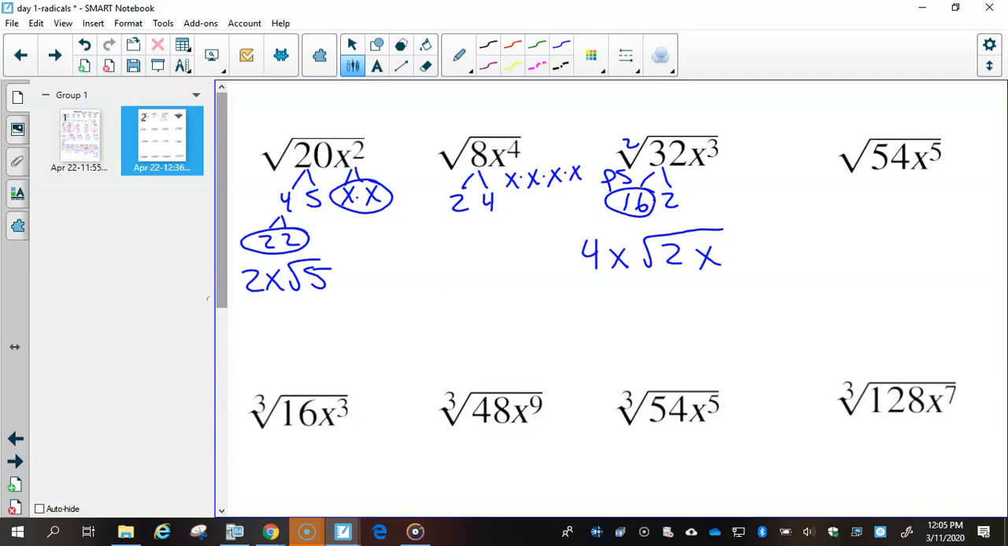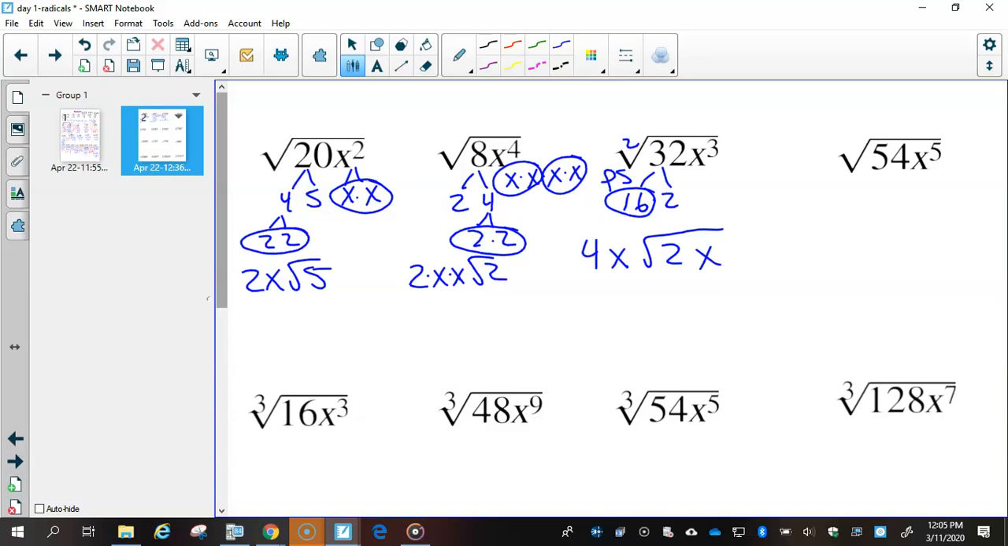So with this one, our factors are 2 and 4. We can separate x to the 4. You need to break down 4 again to 2 and 2. Here you end up with a pair of 2's, and then 2 pairs of x's. So each of those come out. And you're left with the 2 inside.